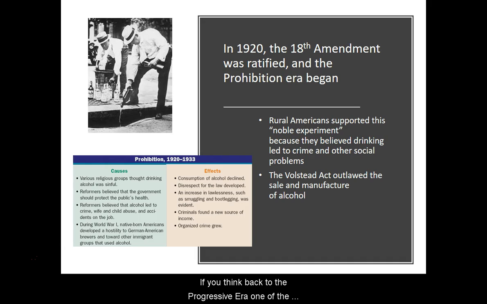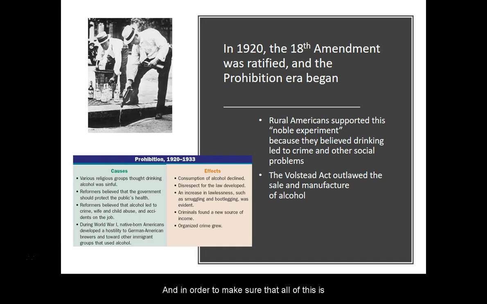Now, if you think back to the Progressive era, one of the main things that a lot of women were fighting for, besides their right to vote, was temperance. And temperance is the same thing as prohibition. It's a ban on alcohol. Many rural Americans supported this. They saw it as a noble experiment because they believed the same thing that those temperance leaders believed, that drinking leads to crime, which leads to leaving your family or beating your wife or other social issues of the era.